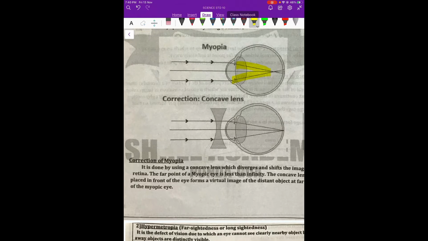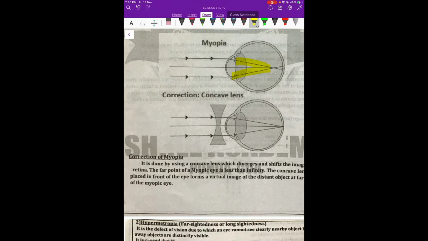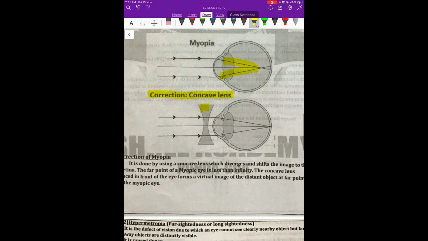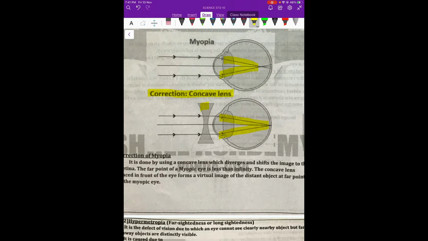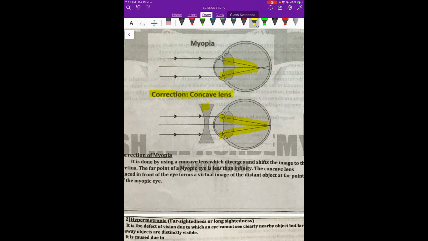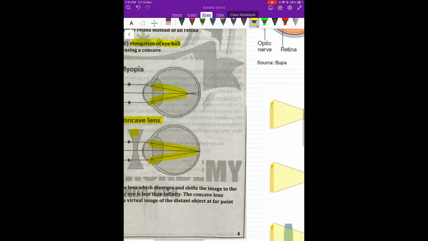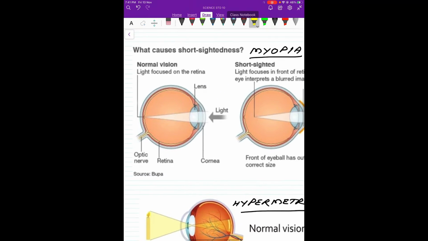So how can it be corrected? The correction for myopia is the use of a concave lens. So what happens when we use a concave lens? This is a concave lens. When we use it, it diverges the rays and shifts the image exactly onto the retina. This is done by an ophthalmologist who will see what power is required, which lens is required, and by using this concave lens, this defect can be cured.